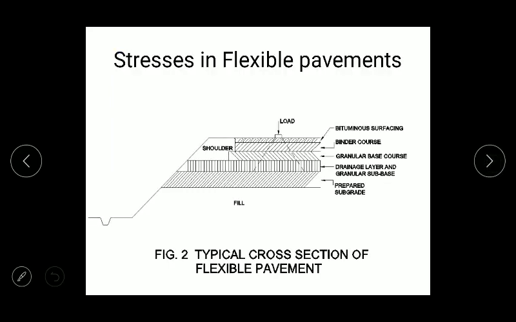Next, coming to stresses in flexible pavement. As I said, whatever loads are there, the load coming from the road vehicles will be distributed in the form of a truncated cone. And again, the same cross section I described in the previous slide is shown here.